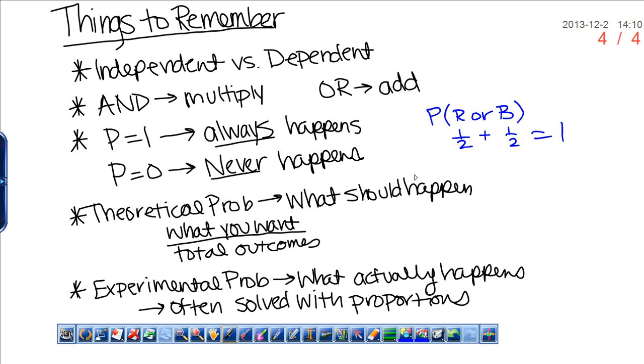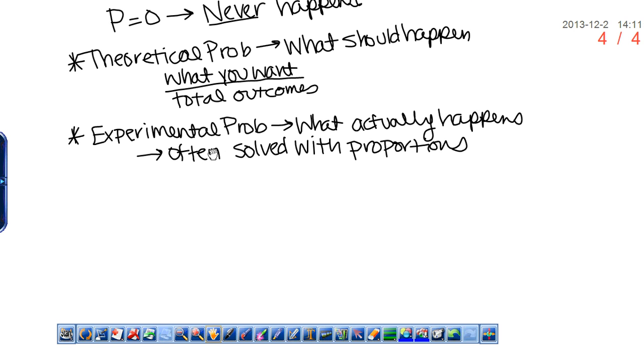All right. Everything we did today was theoretical probability. Everything we did was what was supposed to happen. In a perfect world, perfect conditions, mathematically what's supposed to happen. Now, the counterpart of theoretical probability is experimental probability. Experimental probability is what actually happens based on trials. You'll often use proportions to solve your experimental probability or to make predictions based on your experimental probability.